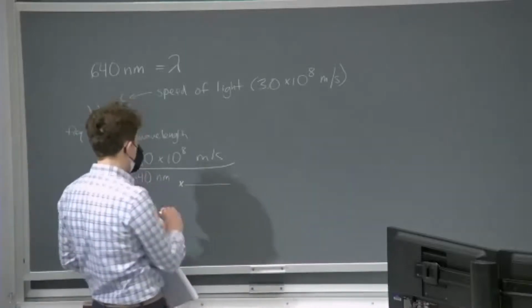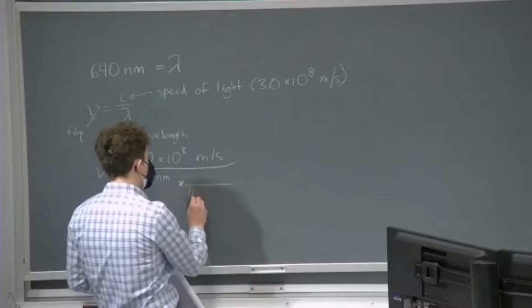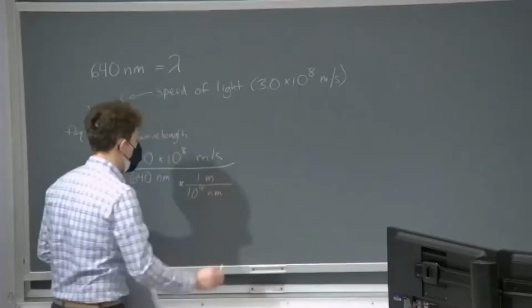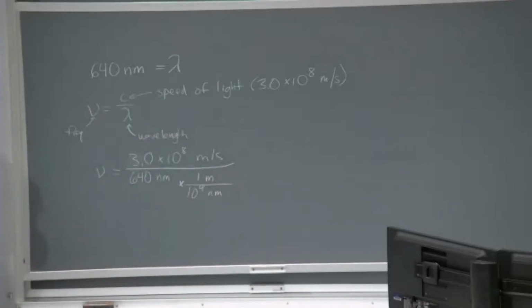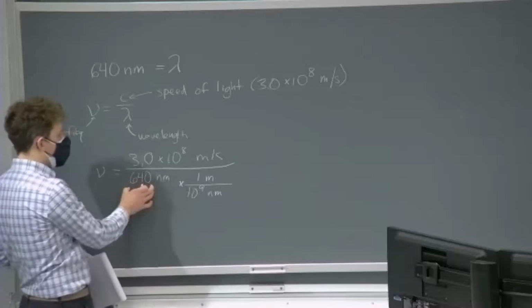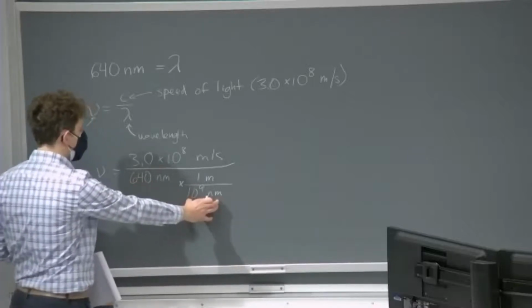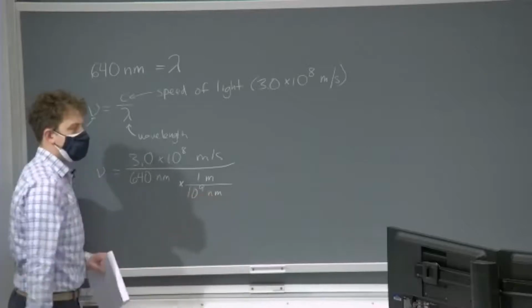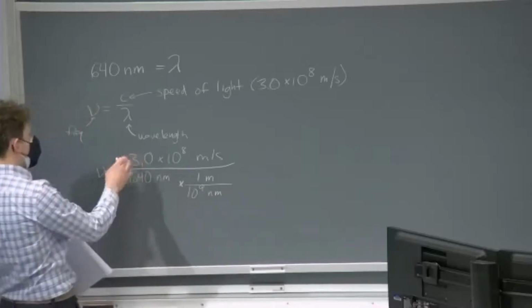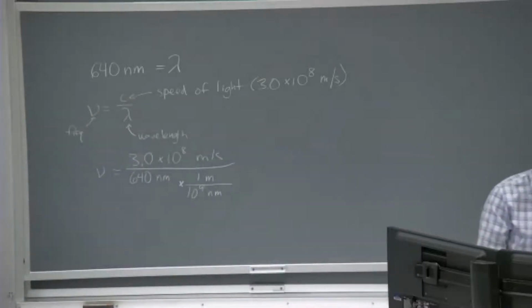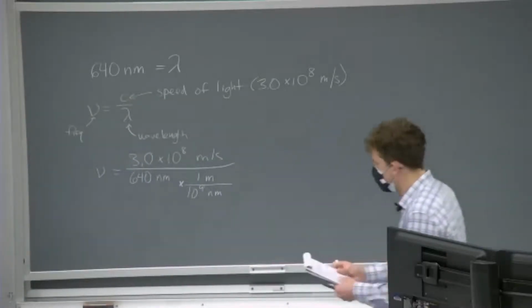So for 640 nanometers, there are 10 to the 9th nanometers in every 1 meter. That will be our conversion factor. Now we can plug that all in. You can take 640 divided by 10 to the 9th, something like 640 times 10 to the minus 9th. Then you can divide the speed of light by that number, and you'll get a number that's kind of wild.